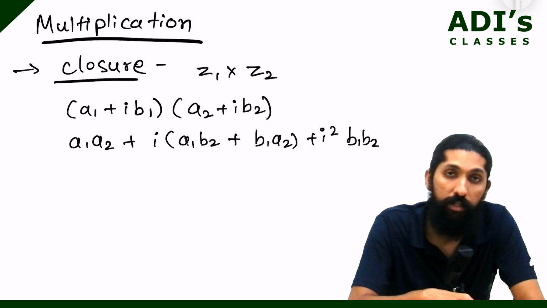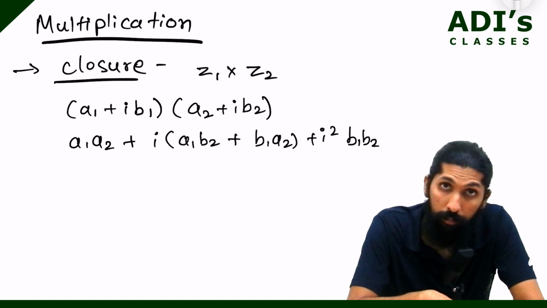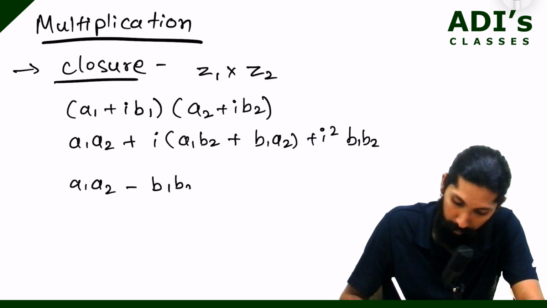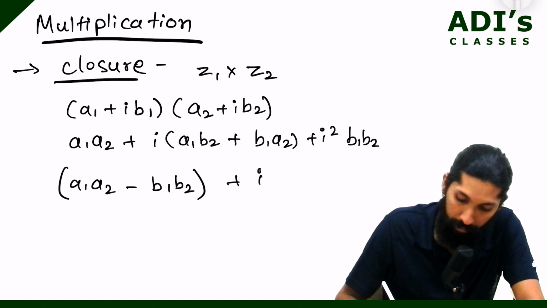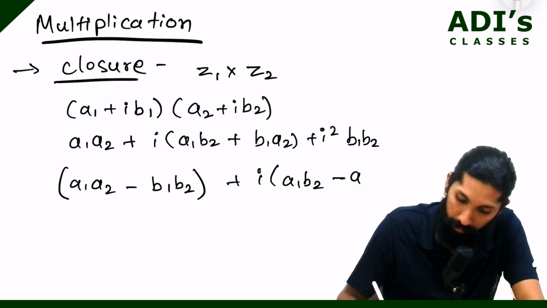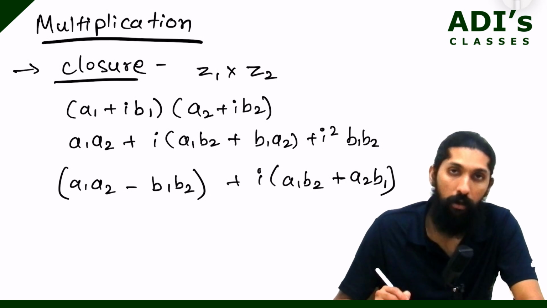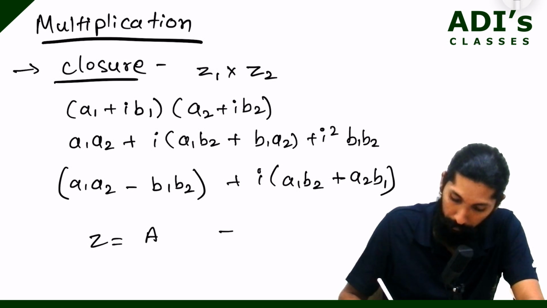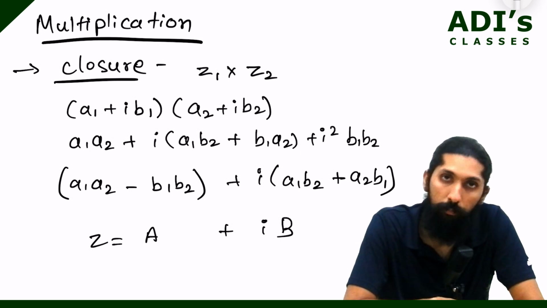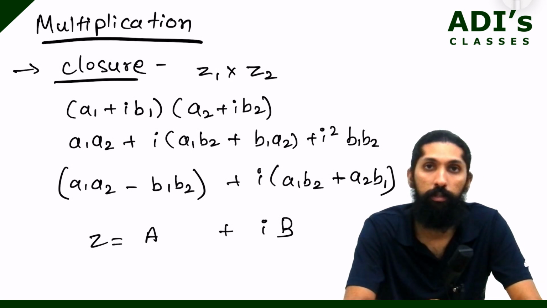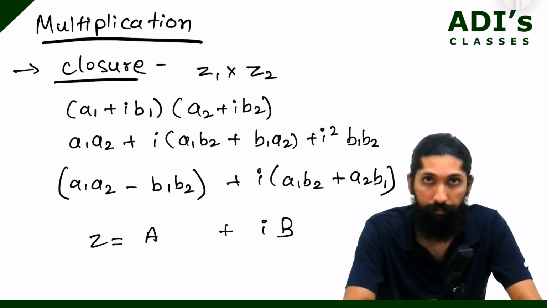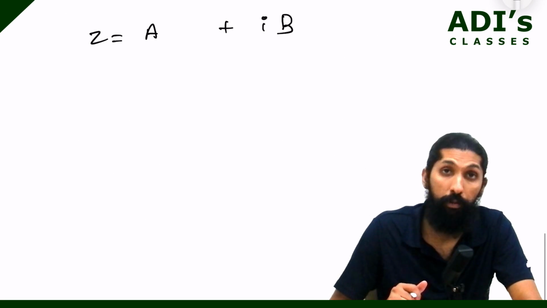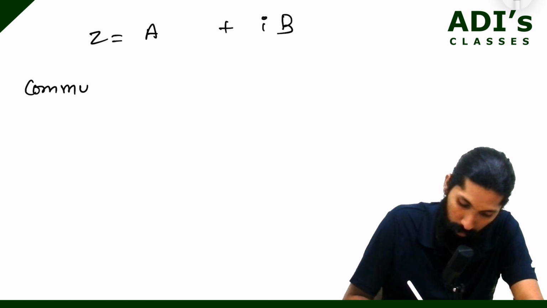What is I square? The value of I is root of minus 1, so I square becomes minus 1, isn't it? So we get A1 A2 minus B1 B2 plus I into A1 B2 plus A2 B1. Now if you look at it, this is also in the form of Z equal to A plus I into B, which is a complex number. So the product of two complex numbers is also a complex number. Fair enough? This is the first property, closure. The next one is the commutative property.